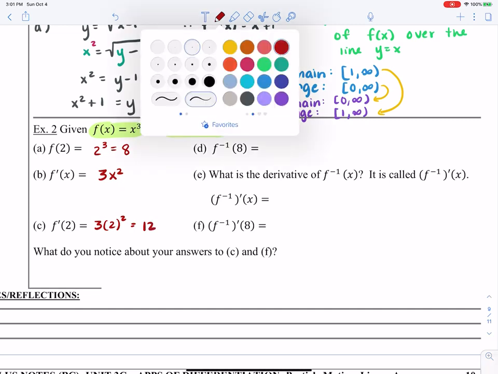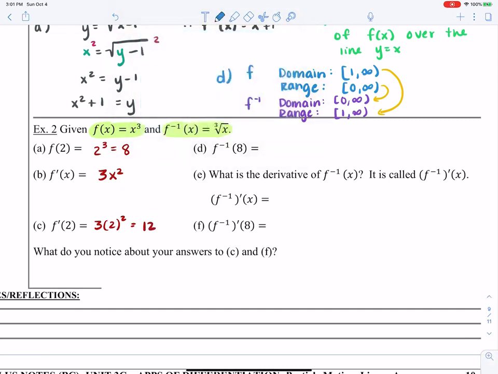Let's do the same thing with f inverse. So now I'm going to plug in 8 into f inverse. So we'll do the cube root of 8 and get 2.